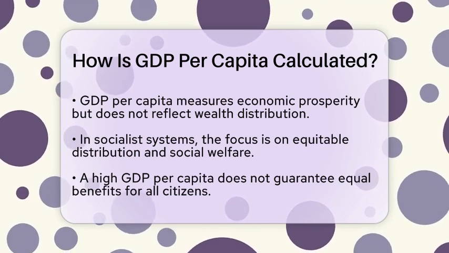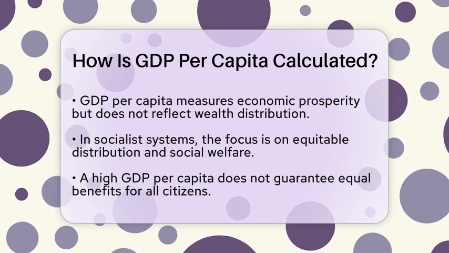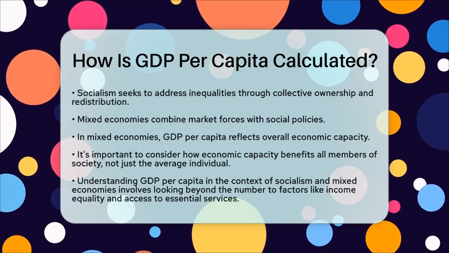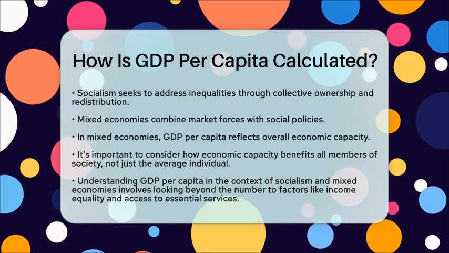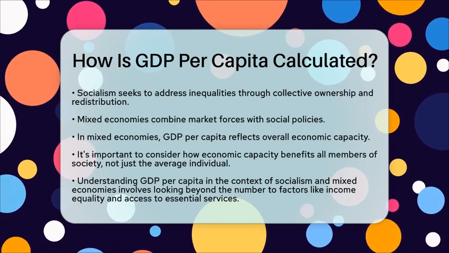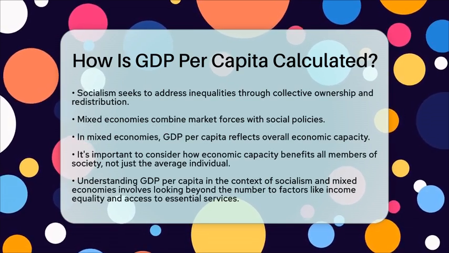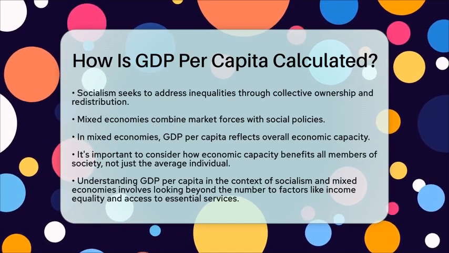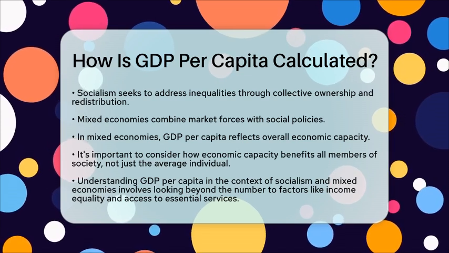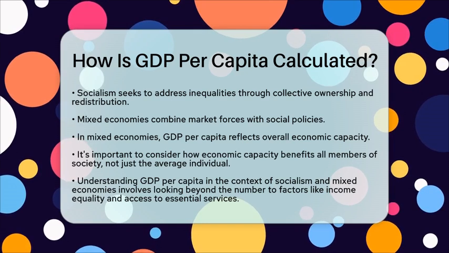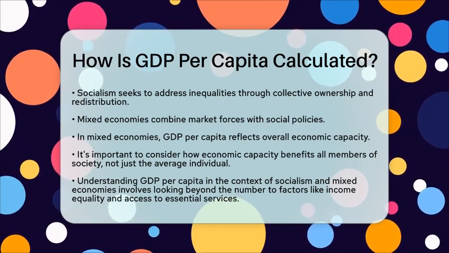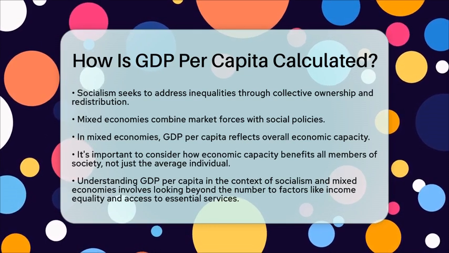On the other hand, in mixed economies, where market forces and social policies coexist, GDP per capita can indicate overall economic capacity. However, socialist principles remind us to consider how that capacity benefits all members of society, not just the average individual. So, while calculating GDP per capita is straightforward, understanding its implications in the context of socialism and mixed economies requires looking beyond the number itself.